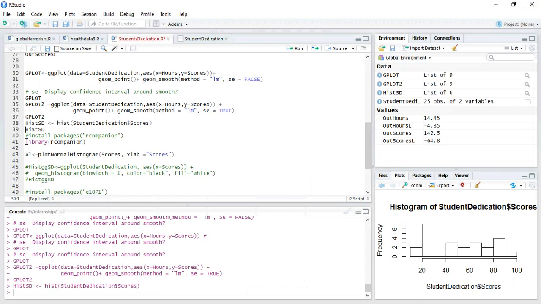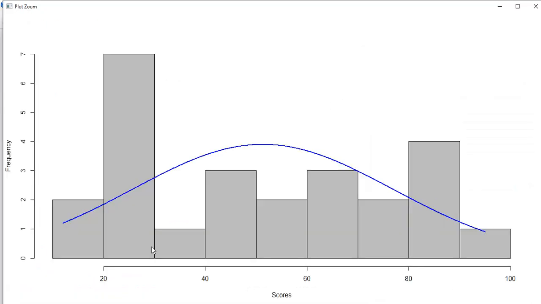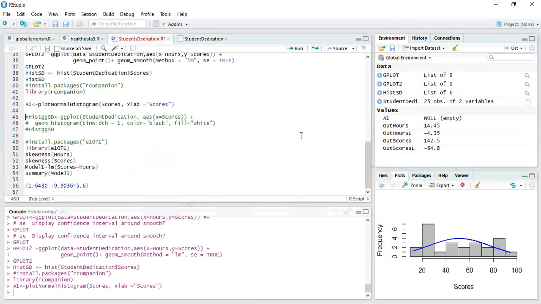Okay. Now let me see. I'll load the library R companion because I want to plot a normal histogram. So, the normal histogram, yes, this is it. Again it's the same thing, but the only difference is that now we got a bell curve. Is this a normal distribution? Is the frequency of the scores normal or not? We want to check if there is any skewness in that. So we will have to check all those before we build the linear model.